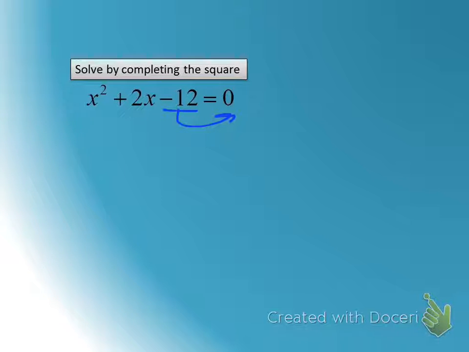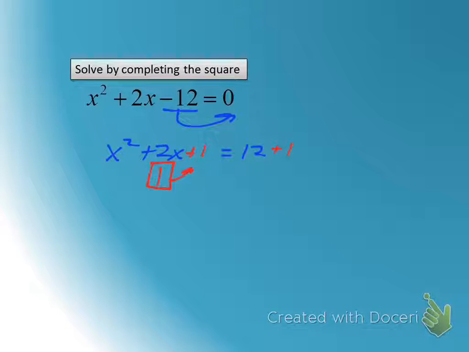Add 12. There you go. So x squared plus 2x, leave some space, equals 12. All right. What do you divide by 2? 2. 2 divided by 2 gives you 1. And then you square it. So 1 squared gives you 1 here. And then you add it to the 12. There you go.